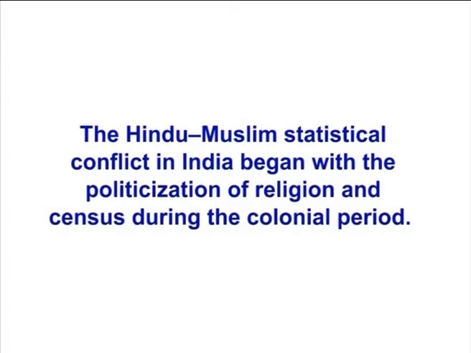The Hindu-Muslim statistical conflict in India began with the politicization of religion and census during the colonial period. Muslims have feared the Hindu majority since the late 19th century. The Hindu fear of the fecund Muslim goes back to the first decade of the 20th century. The introduction of the communal electorates in 1909 and the communal partition of Bengal in 1905 accentuated the political significance of demographic statistics. Interestingly, the same colonial census data that convinced Muslims that they were at the mercy of an unassailable Hindu majority also convinced Hindus that they were a dwindling community soon to be eclipsed by Muslims.